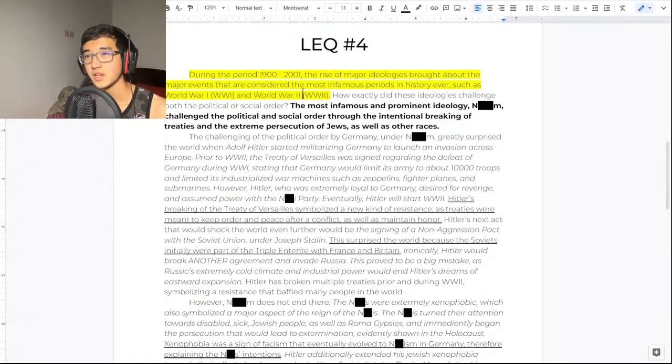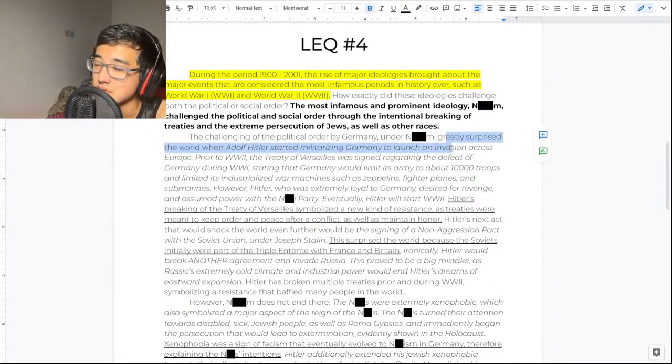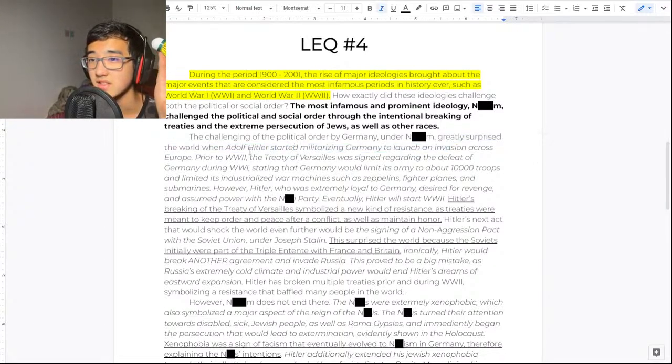So, again, you have the contextualization. So, that's the thesis. Oh my god, I forgot highlighting will show part of the word. I'm such a bad streamer. Greatly surprised the world when, okay, I started the topic sentence. And then I started immediately with the evidence when he started militarizing Germany against the Treaty of Versailles. This symbolized a new kind of resistance, as treaties were meant to keep order and peace, as well as honor.